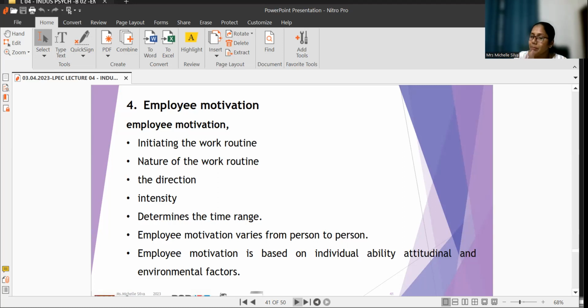But still we are at the 4th lesson. I'll tell you what is meant by employee motivation. Simply, employee motivation is trying to set a goal and work hard and continuously work to achieve that intended goal.